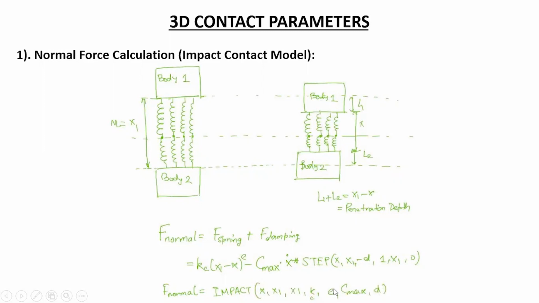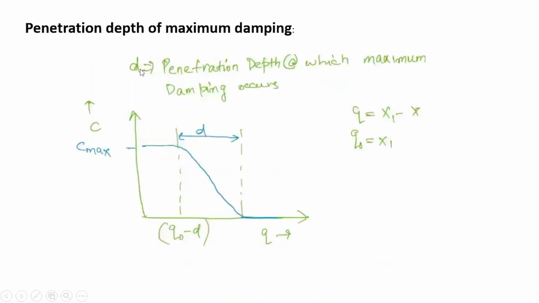So we have to input these four things into the software: the Kc, the contact stiffness, the exponential value, the maximum damping, and this is the penetration depth at which maximum damping happens. So let's talk about the penetration depth at which maximum damping happens. This is nothing but the penetration depth, the amount of distance between the two bodies in contact, and for this particular distance, the value of damping maximizes.